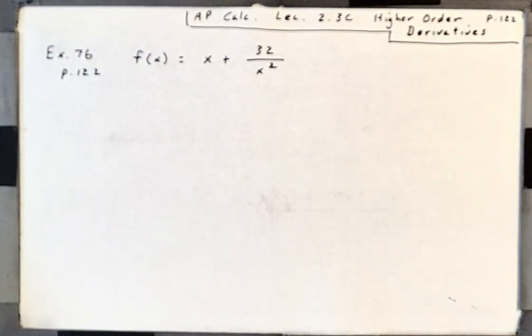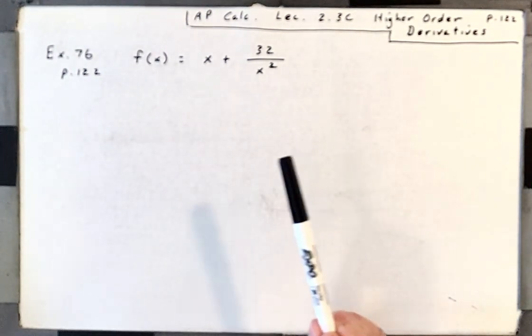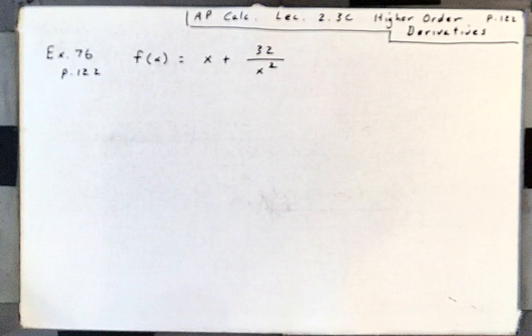All right. So this is AP Calculus Lecture 2.3c. This lecture is titled Higher Order Derivatives. So we're going to be taking the second derivative, the third derivative, etc. And I don't really have any notes to give you, just a couple of example problems.